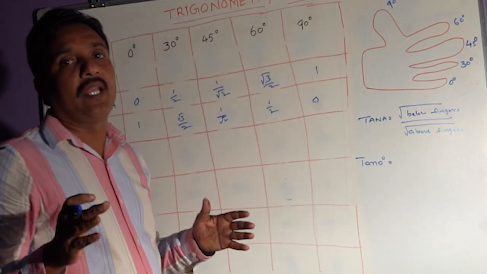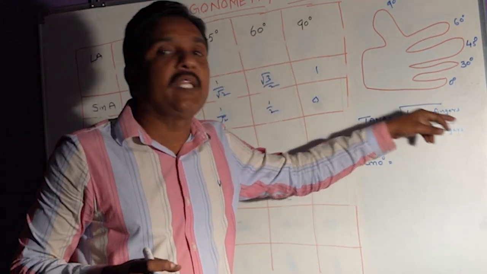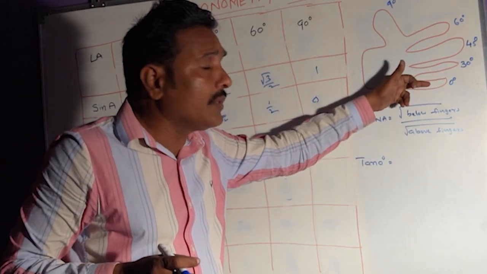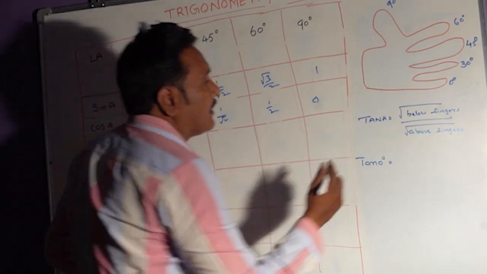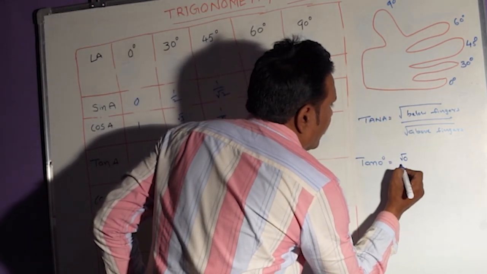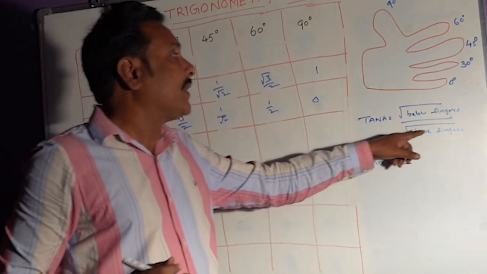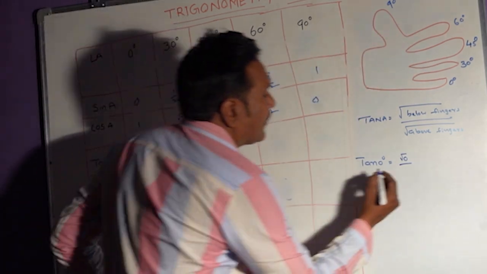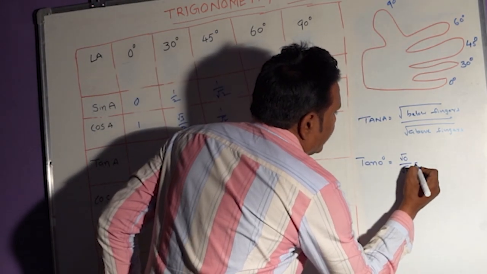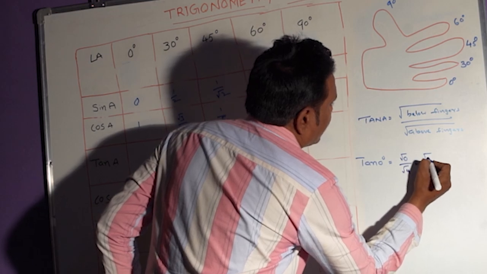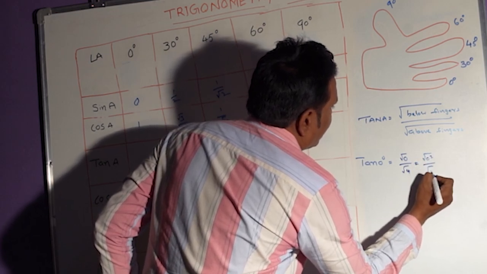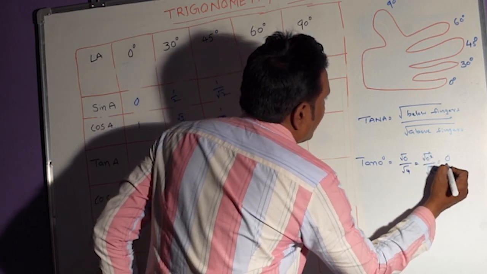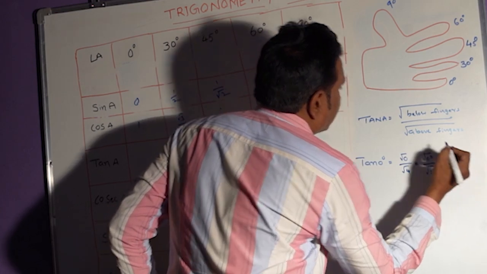Tan 0 degree value. First, root of below degree. 0 degree below fingers is nil. Then root of 0 by root of above fingers. Above fingers is 1, 2, 3, 4. Then root 4. Root 0 is equal to root 0 square by root 4, which is equal to root 2 square. Square root cancel, square root cancel. 0 by 2. 0 by 2 is equal to 0.